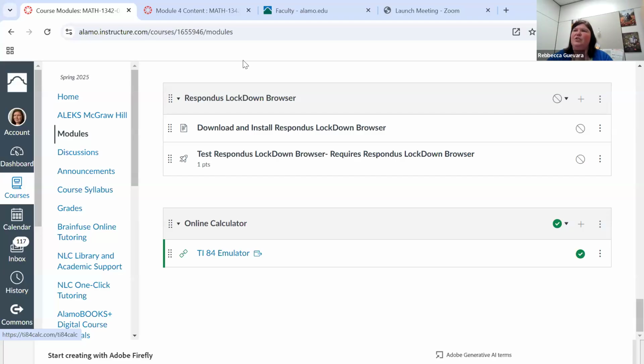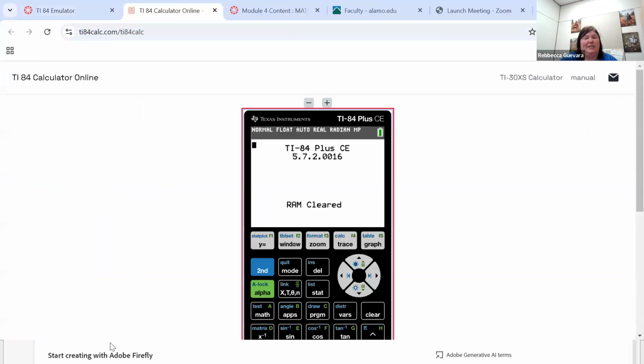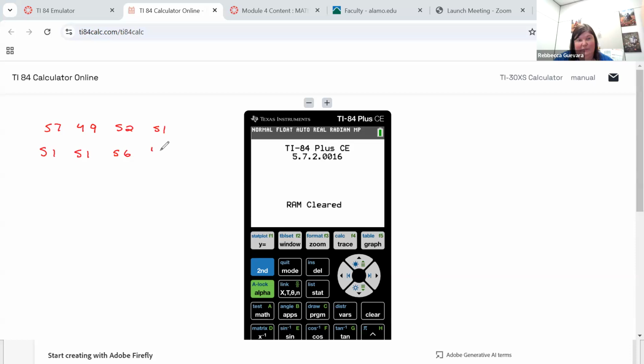Okay. So especially when you have really big data sets, we can use the TI-84 to find means and medians. So I'm going to put in the sample I took of the 8 presidents as an example. That was 57, 49, 52, 51, 51, 51, 56, and 46.